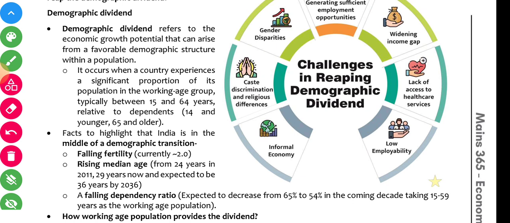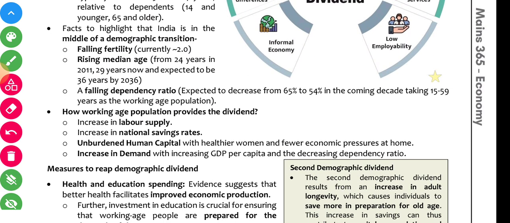Facts to highlight that India is in the middle of a demographic transition. Why? Because of falling fertility, currently approximately 2.0, and rising median age from 24 years in 2011 to 29 years now, expected to be 36 years by 2036. A falling dependency ratio expected to decrease from 65% to 54% in the coming decade, taking 15 to 59 years as the working age population.